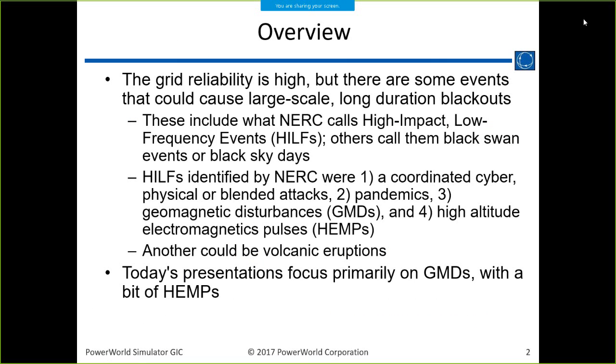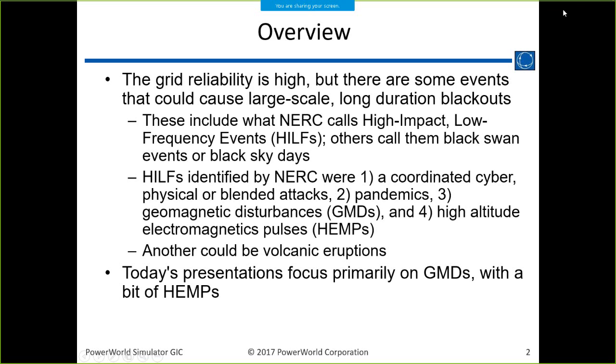Okay, so we're going to talk about geomagnetic disturbance modeling. This is meant to be very interactive, so if you have questions, feel free to say it. GMDs are part of what NERC calls high-impact, low-frequency events. NERC identified a couple of them in a report from 2010: coordinated cyber, physical, or blended attacks; pandemics, like the flu, not that the grid gets sick, but the people that operate the grid get sick; GMDs; and high altitude electromagnetic pulses.